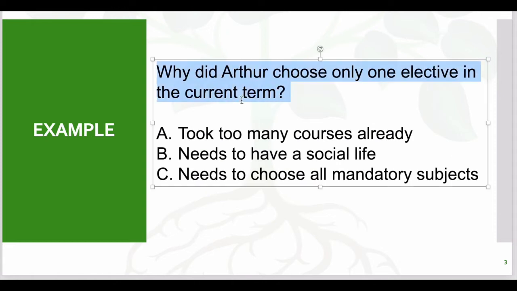When you read such a question, why did author choose only one elective in the current term? You have to understand the objective behind this question. So it is asking you, why did this guy just choose one elective? What is an elective? Anything that's an optional subject, whereas a mandatory subject is something that you need to do to complete your course. So that's the question, and the objective of the question is to identify the reason behind why the author did this.